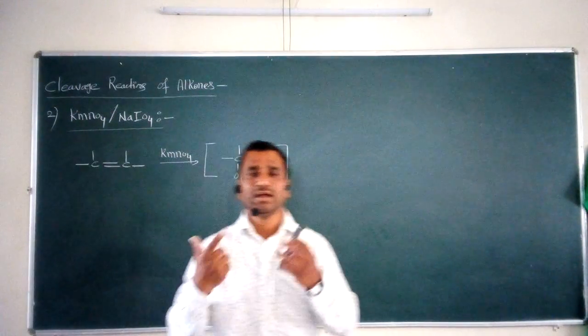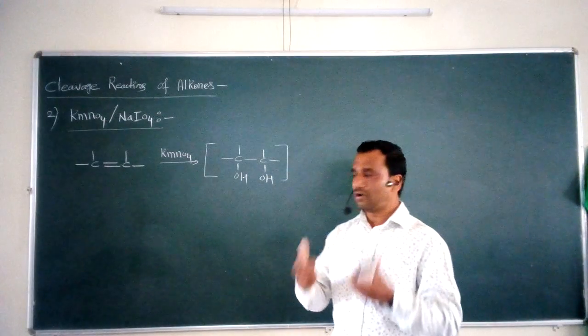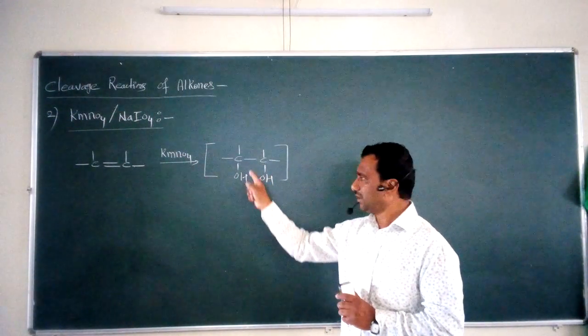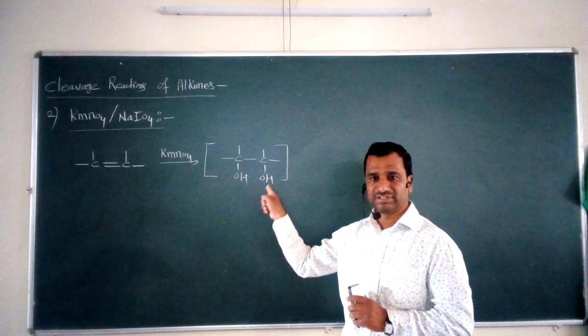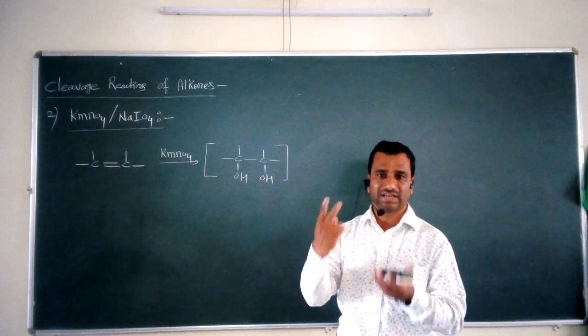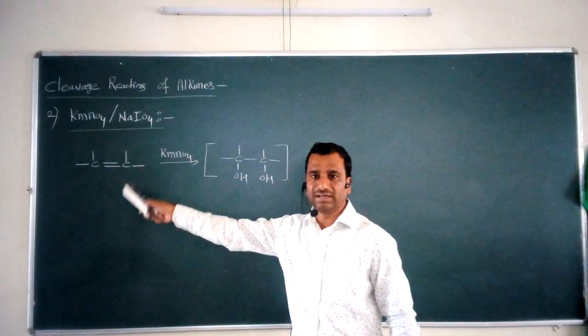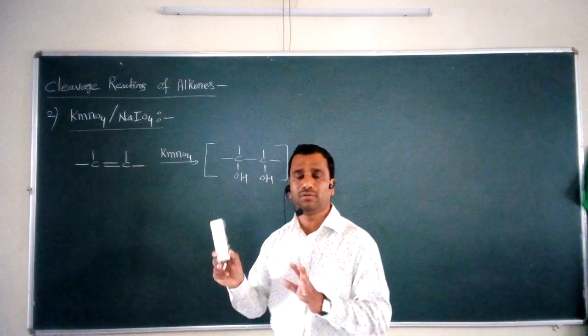What do you mean by this diol? Diol means formation of a 1,2 dihydroxyl compound. To the adjacent carbons, two OH groups are there. So this is called a diol. Di stands for 2 and OL stands for the OH group. So in the first step, this alkene interacts with KMnO4 to form a 1,2 diol.